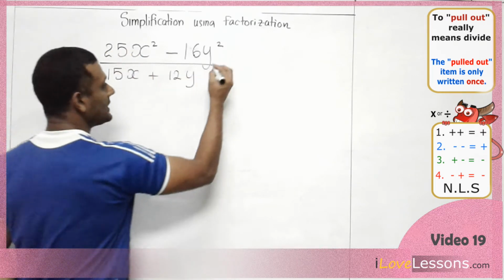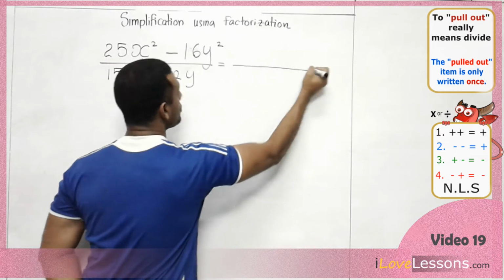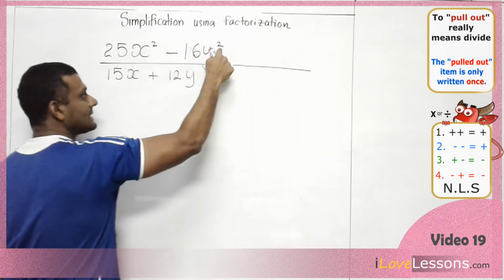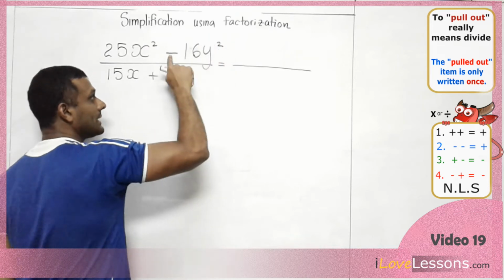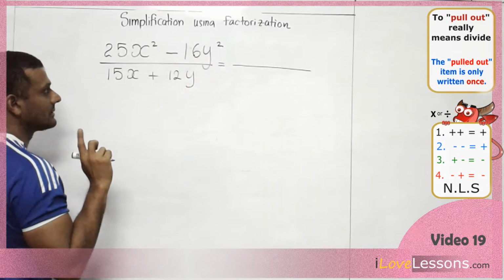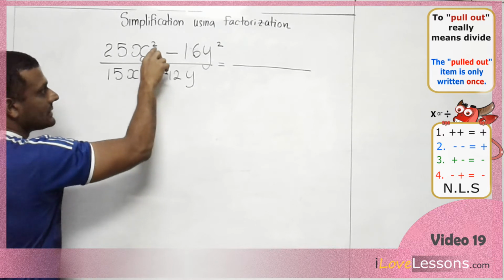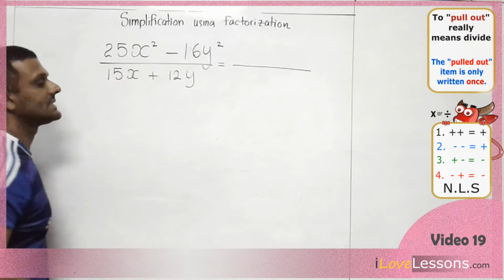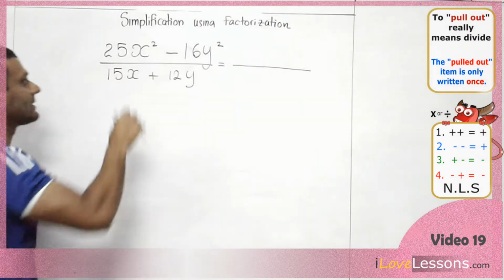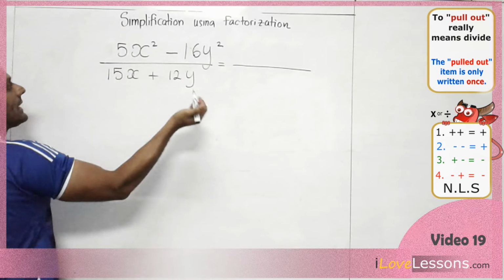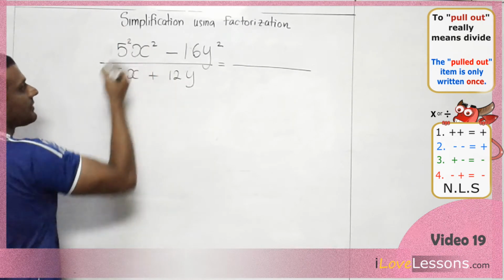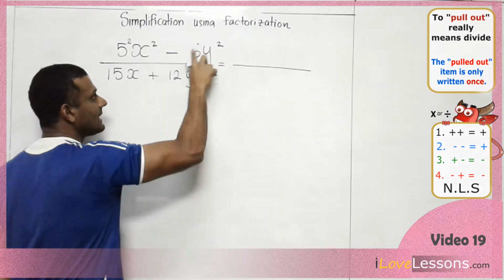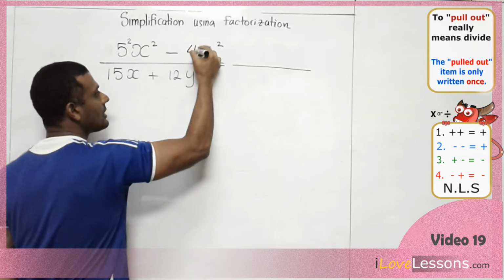Now remember, for the difference between 2 squares to work, the squared must belong to the whole item here, and the squared must belong to the whole item, and you must have a minus sign in between. There's a slight problem here. The squared only belongs to the x, but we know 25 is the same thing as 5 squared. So you can throw away the 25 and instead put 5 squared. And we know 16 is the same thing as 4 squared.